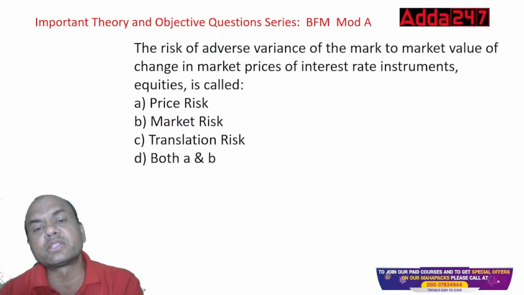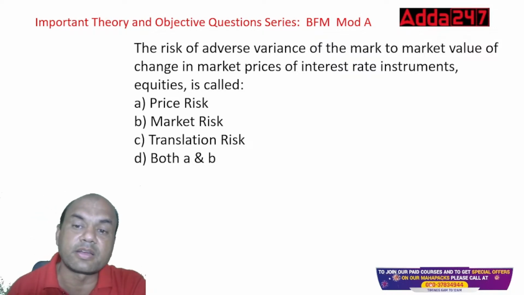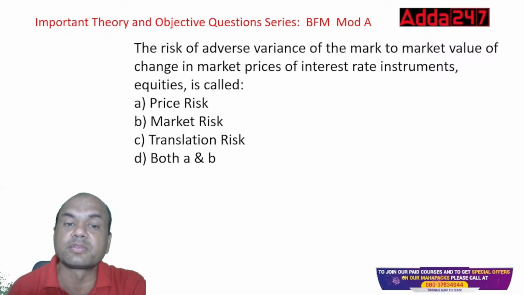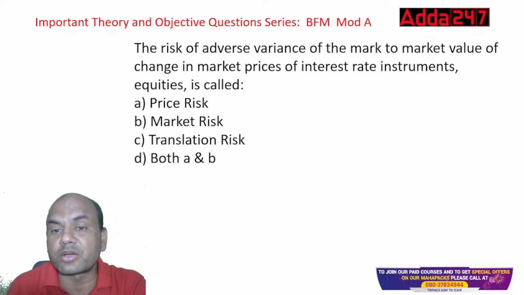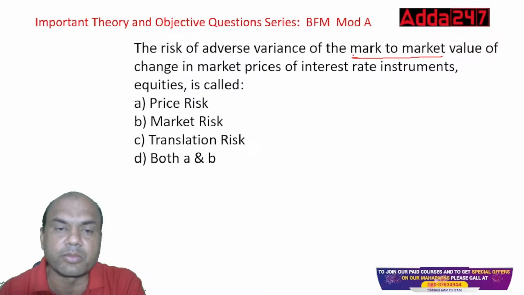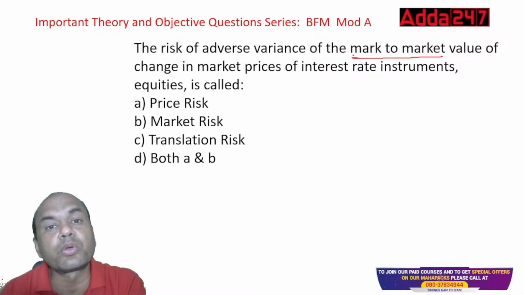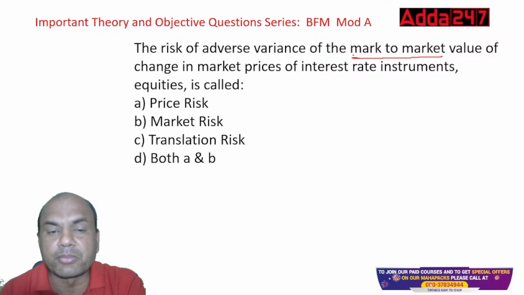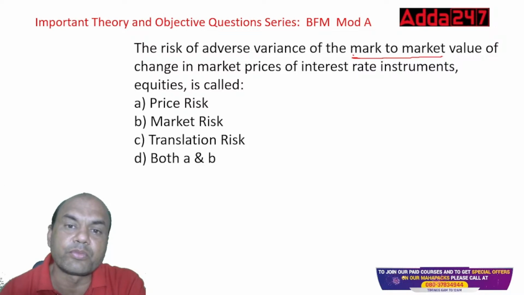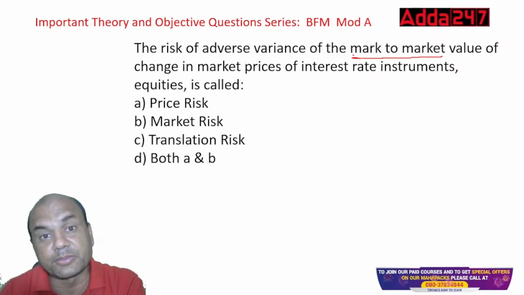The risk of adverse variance of mark-to-market, the change in the market price of interest rate instruments, equities, is called what? So what is mark-to-market? The logic behind mark-to-market is, suppose I bought a bond and I am not going to sell it immediately. Mark-to-market means whether I am notionally gaining some profit or not in that. That's the meaning of mark-to-market.